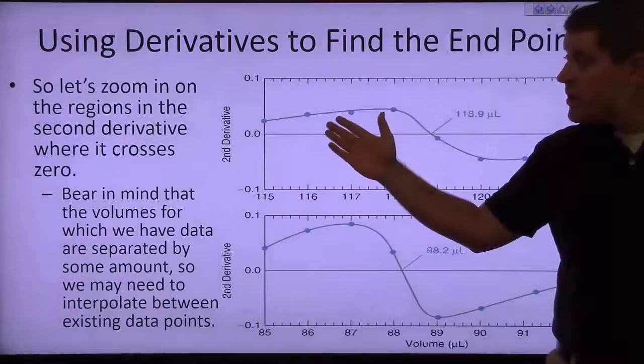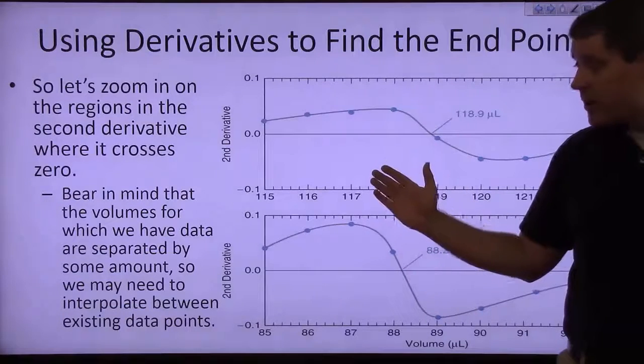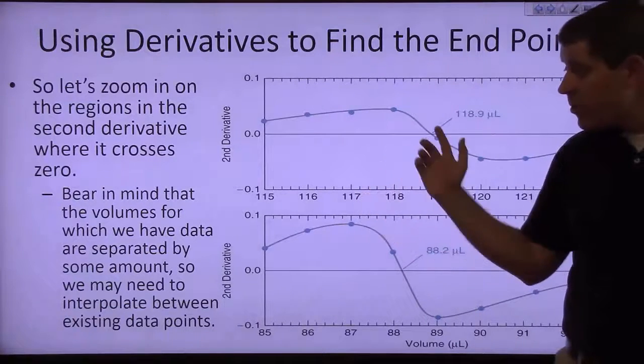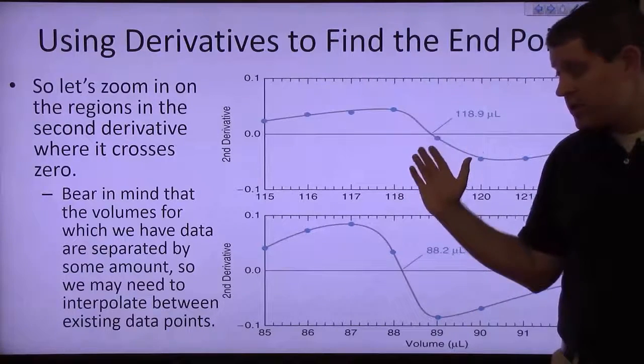So let's zoom in on the regions in the second derivative where it crosses 0. Now bear in mind that the volumes for which we have data are separated by some amount, and so we may need to interpolate between these existing data points.